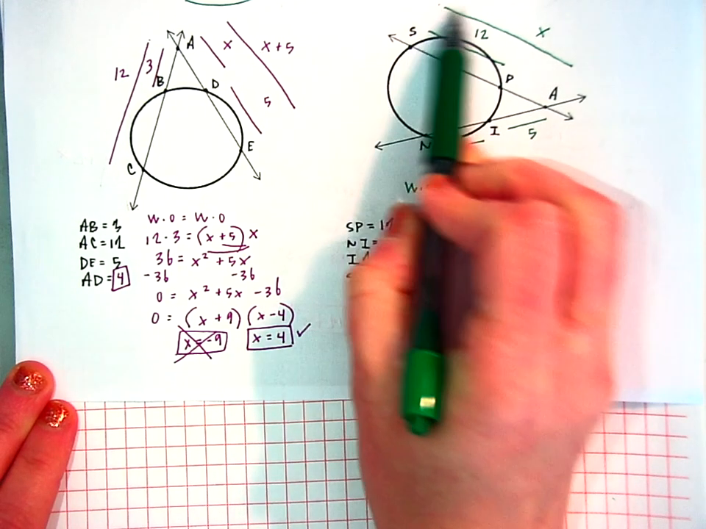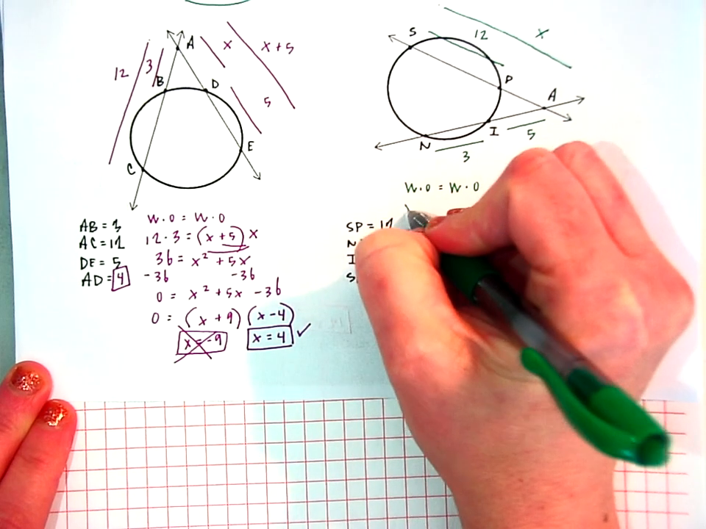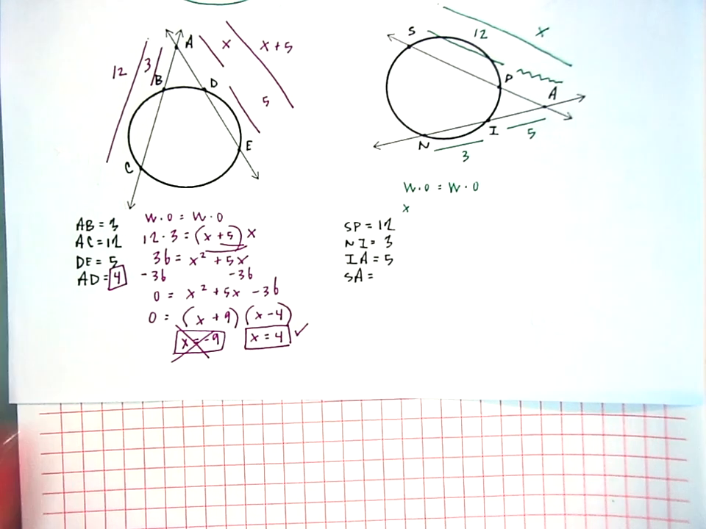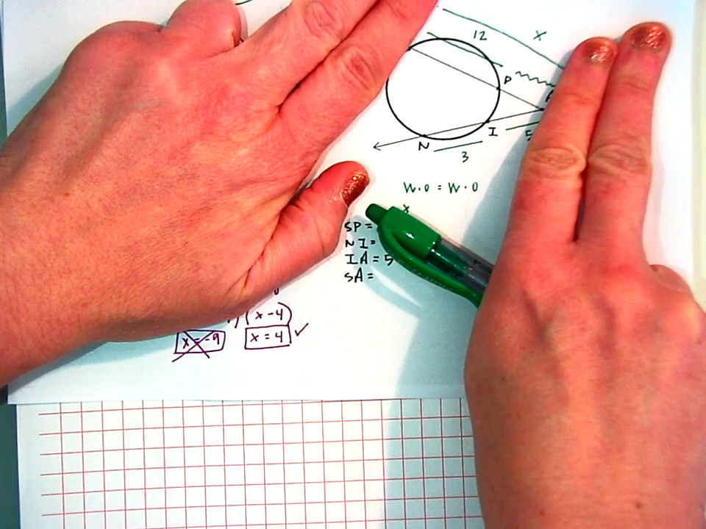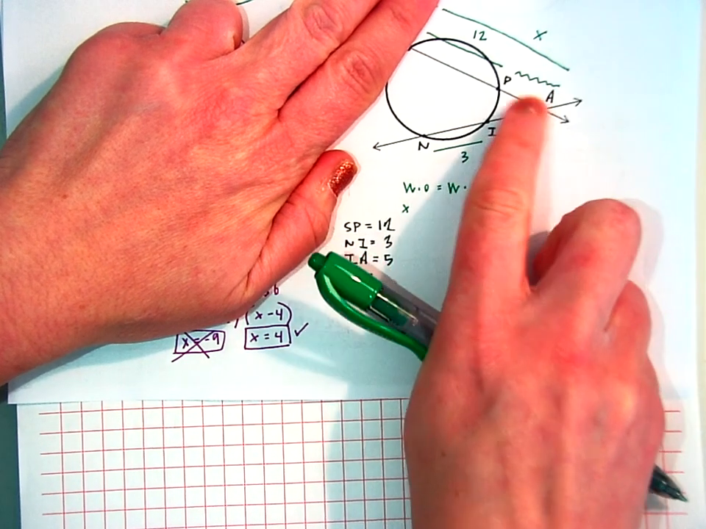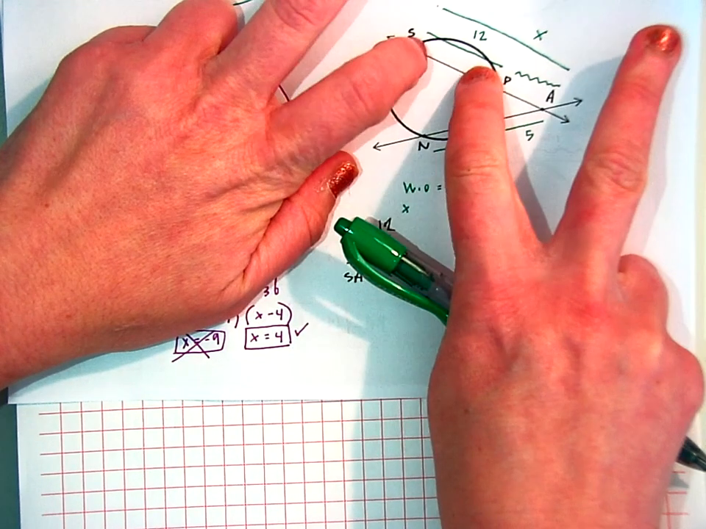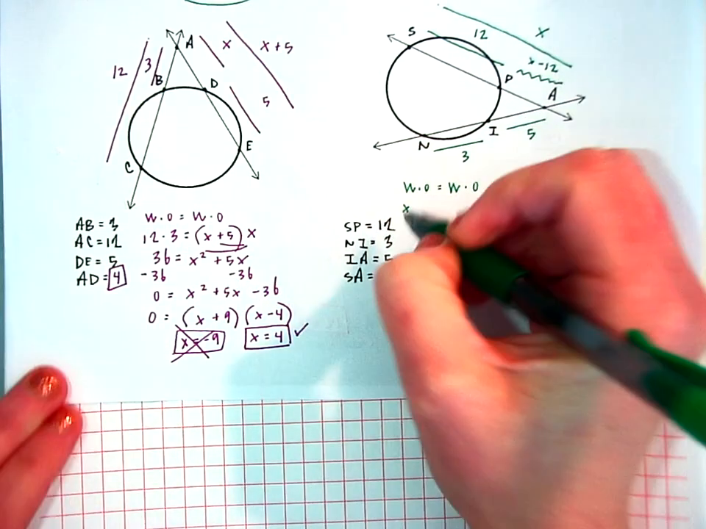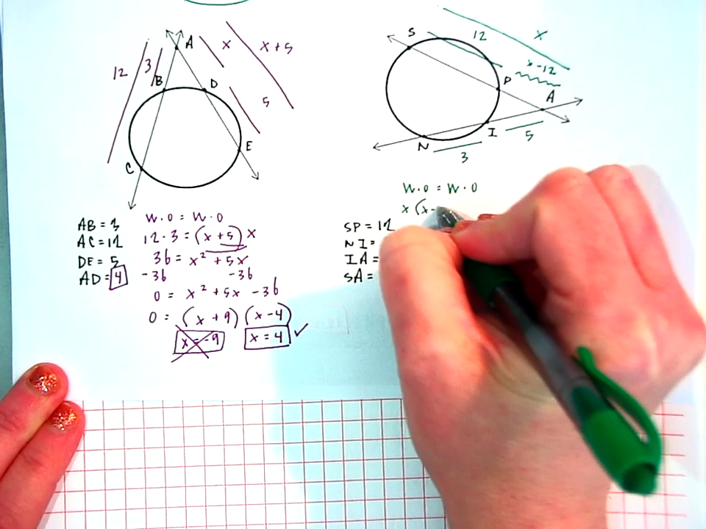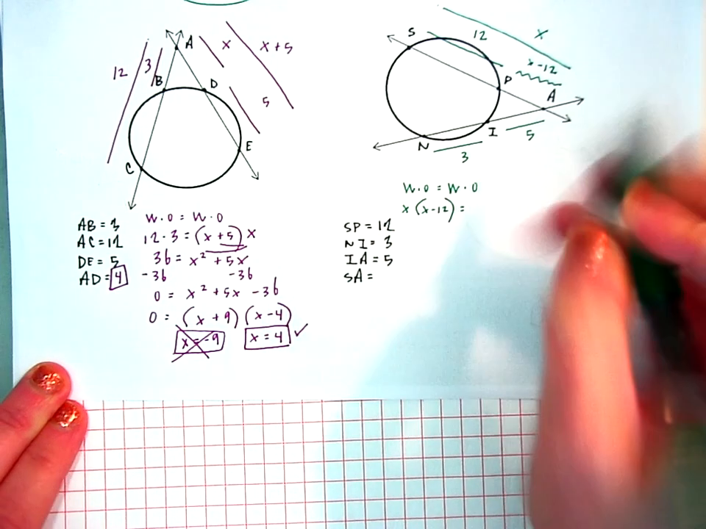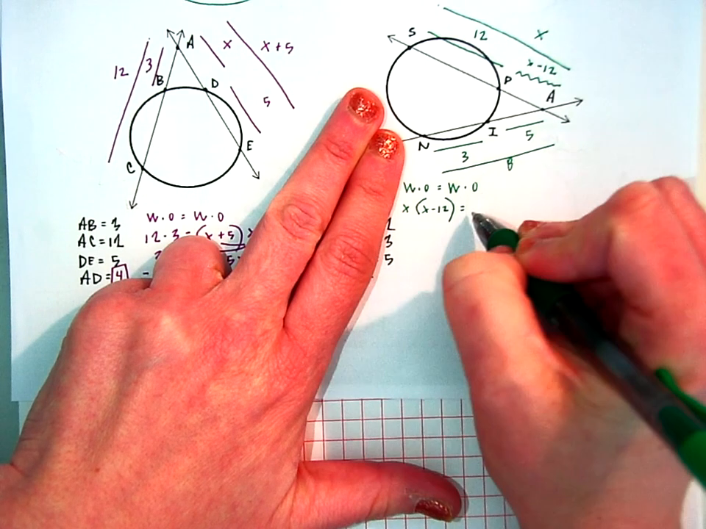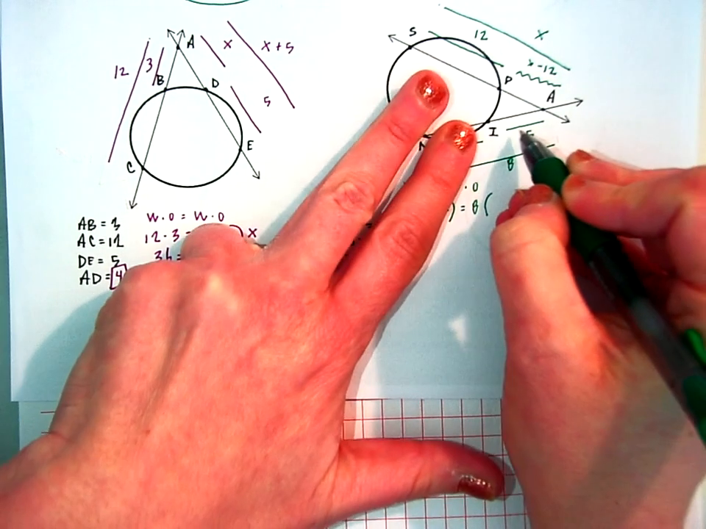So up here, my whole is X. That part's clear. But my outside is this portion right here. So if I know that this is X and this is 12, well, this part right here would be X take away 12. X minus 12. So the outside is X minus 12. Over here, the whole, I have to add up the 3 and the 5 to get 8. And then the outside is 5.